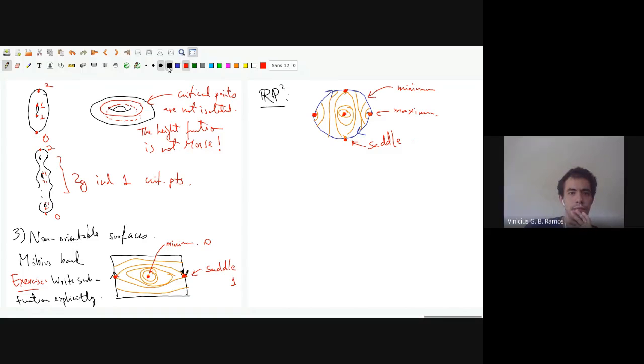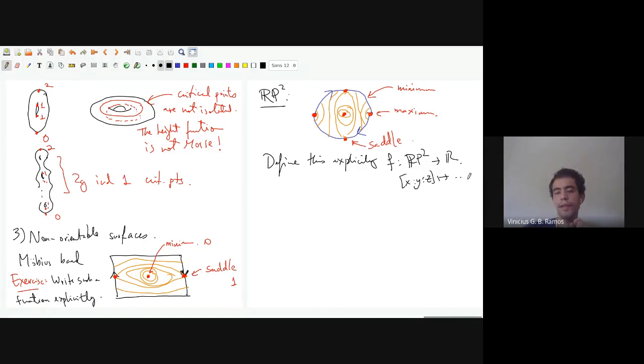Okay, so you can define this explicitly too if you want. Maybe define this explicitly. And here you can define it as a function from RP2 to R that takes X, Y, Z to something. And I'll leave you to fill in.